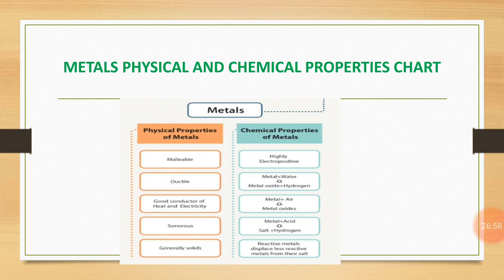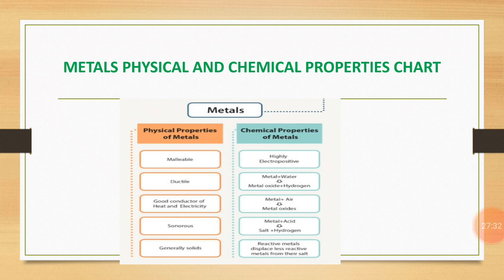Next is about the metals' physical and chemical properties. We have already discussed the physical and chemical properties of the metals and non-metals. Now just remember all the points. Firstly, the physical properties of the metals. Metals are malleable. Malleable means they can be beaten by hammering. You can easily convert them into thin sheets or foil. They are ductile, which means they can easily be drawn into wire.